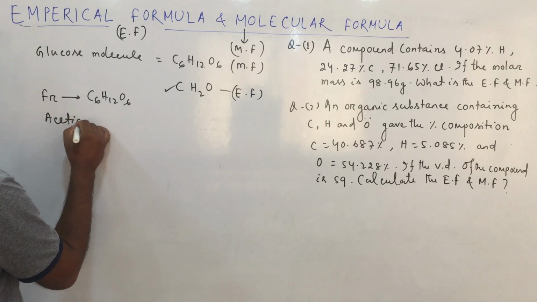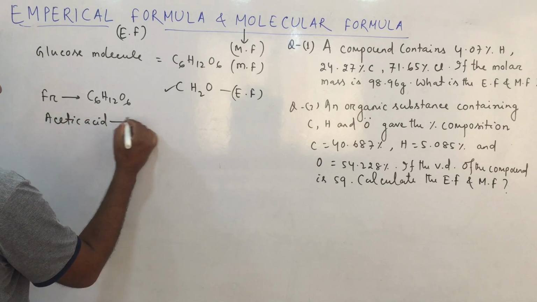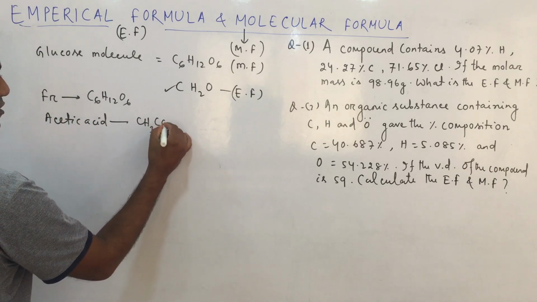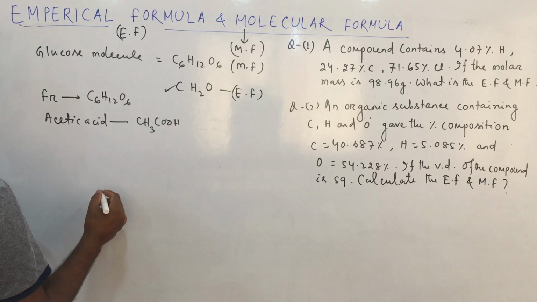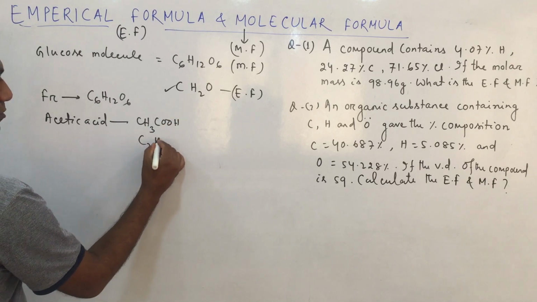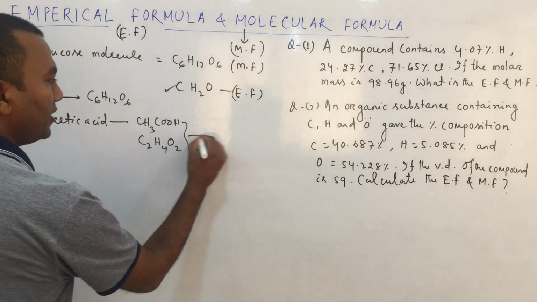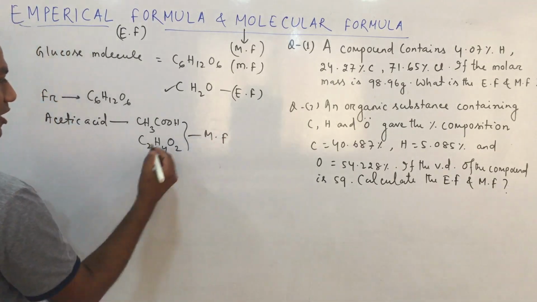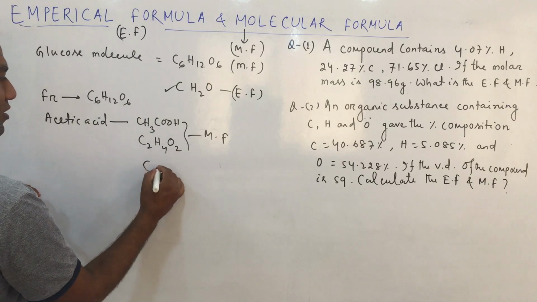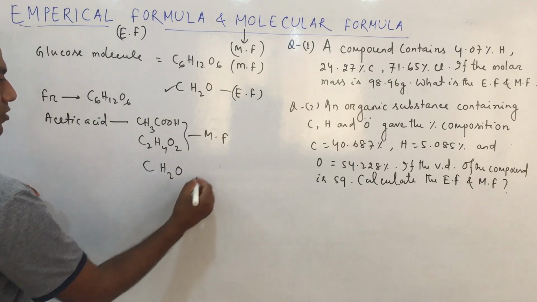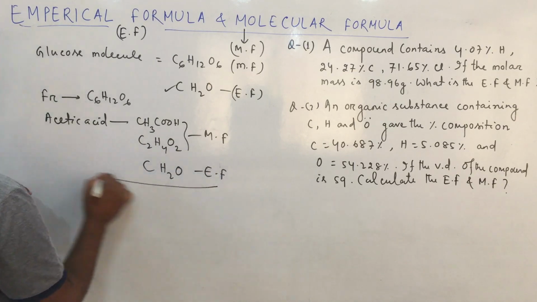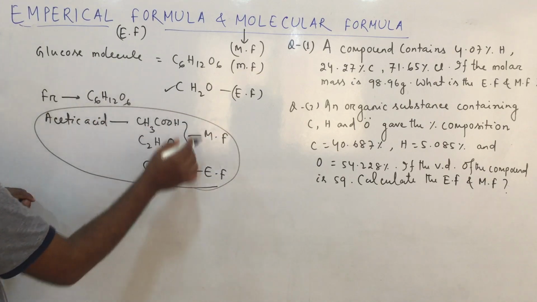Acetic acid. The acetic acid formula is CH3COOH, or C2H4O2. This is the molecular formula. If we take 2 common, then it will come CH2O. So this is the empirical formula. Just check, you see.